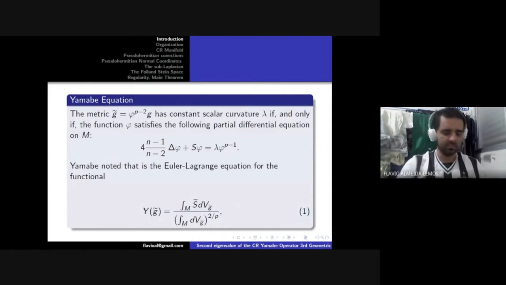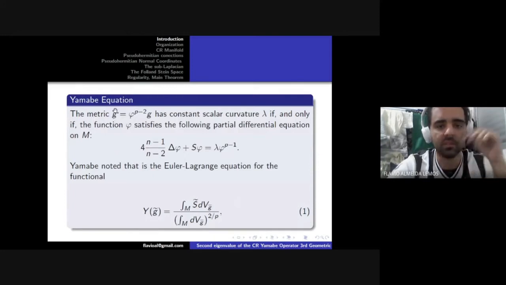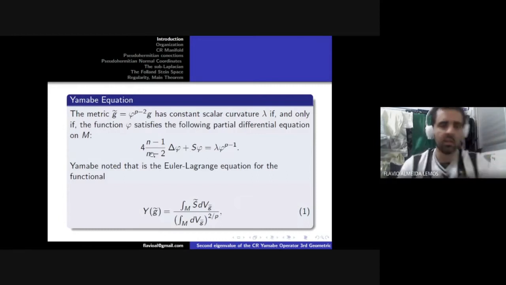We have the following equation. The metric g tilde has constant scalar curvature lambda if and only if the function satisfies the following partial differential equation. Yamabe noted this equation is the Euler-Lagrange equation for the functional.